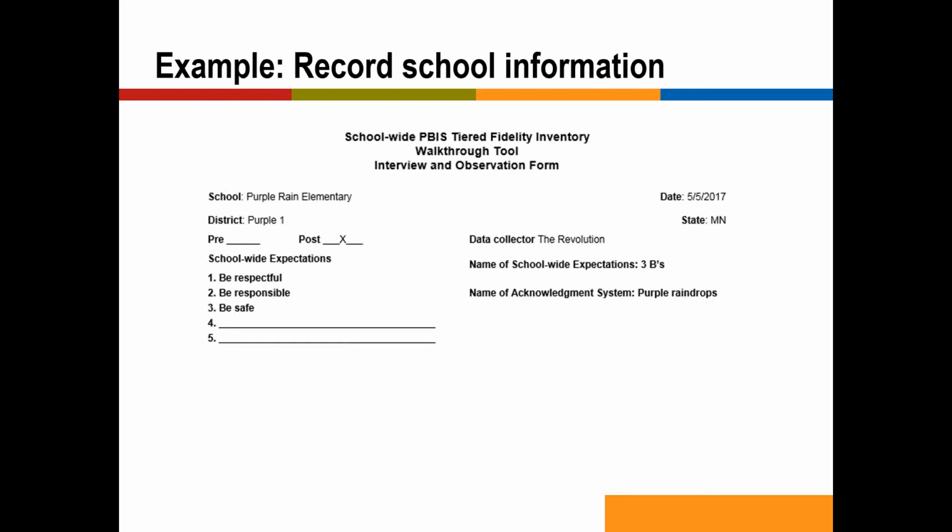The evaluator should also check the box as to whether this is a pre or post assessment. If a school has had a TFI conducted before, consider this to be their post assessment. If a school has never done a TFI, or they are doing this before they attend their very first cohort training, the pre-box should be selected.